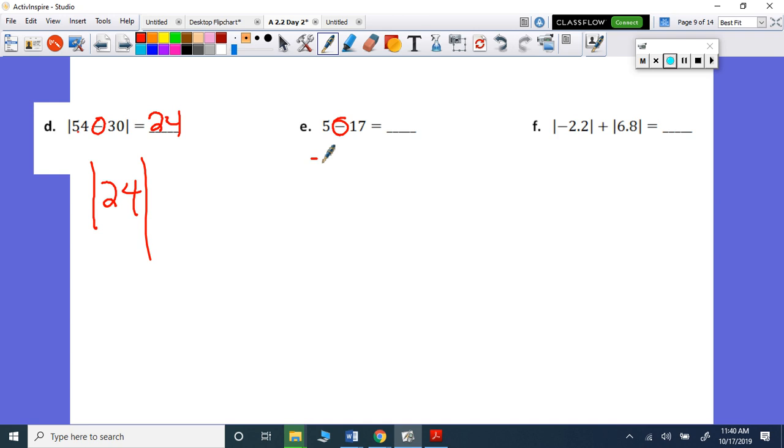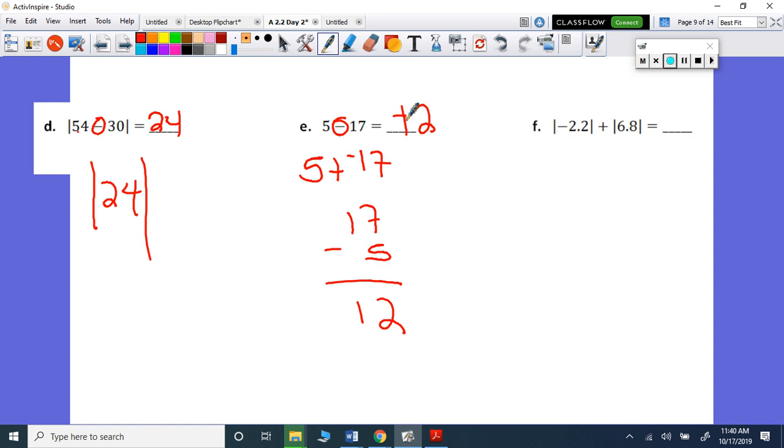When it's subtracting, I want to see you add the opposite. Anybody have an answer for that? Unlike signs, subtract, keep the sign of the big number. Serenity? Yep, because 17 minus 5 is 12. You take the sign of the bigger number. 17 is bigger than 5. Did anybody get hung up on F?